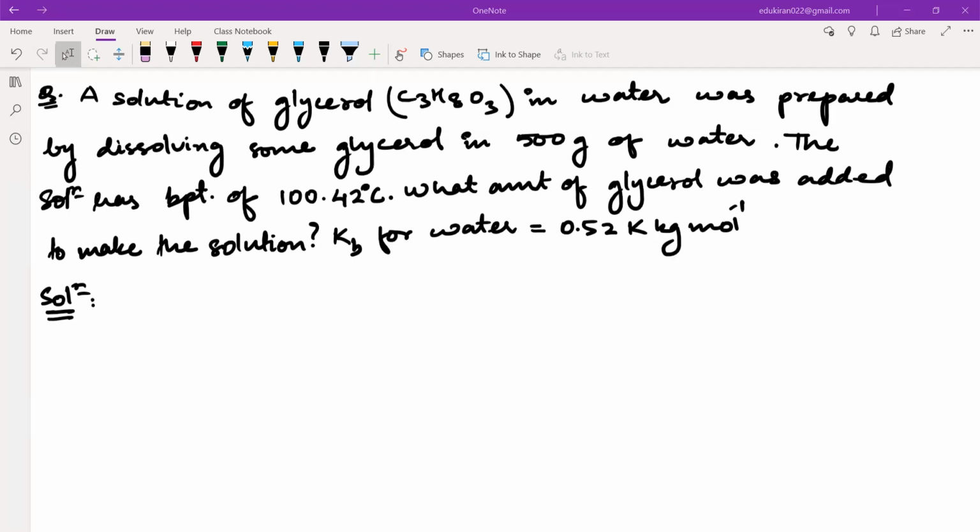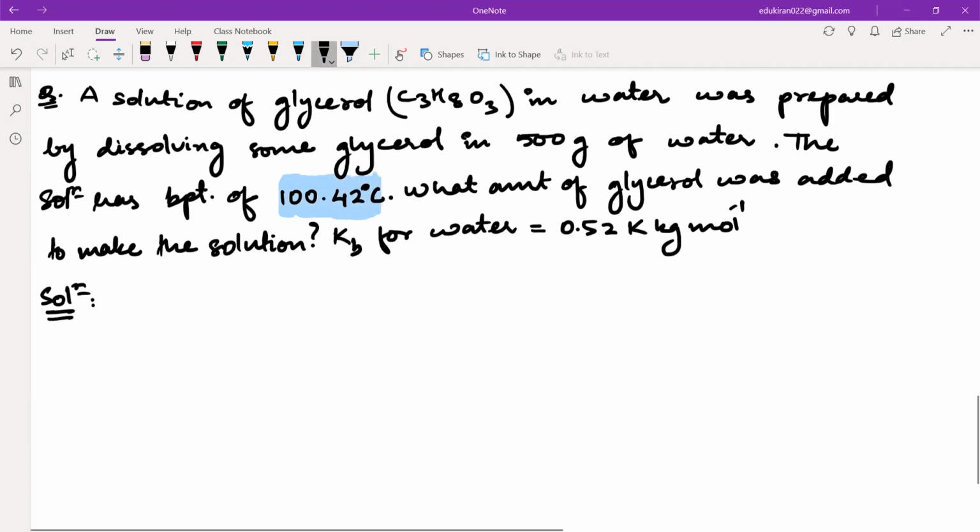Okay, done writing the question now, all of you, yes or no? Yes, sir. Okay, so let me give you an idea what you have to do in this question. Glycerol is added in water, prepared by dissolving some glycerol in 500 gram of water. The solution has a boiling point of 100.42 degrees Celsius. So obviously there has been an elevation in the boiling point, right?